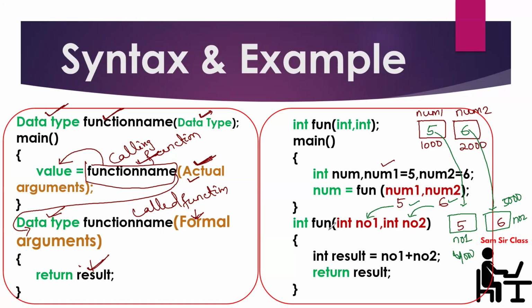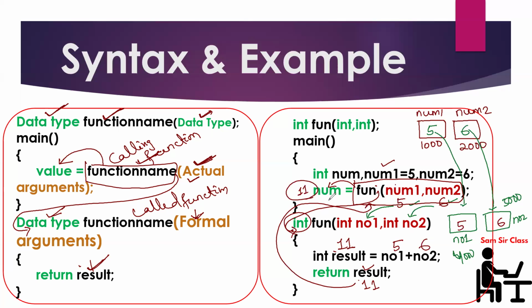Okay. Now, inside the function body, whenever you have made the function call, values are copied, the actual arguments are copied to the formal arguments, and now the body of the function will execute. So what you are doing, you are adding number 1 and number 2. What is number 1 and number 2? Now 5 and 6. The result will be 11. You are returning 11. Okay. So the same data type you have written here. So 11 will be returned to the calling function, this particular function. It will assign the result to num. Now num will become 11.